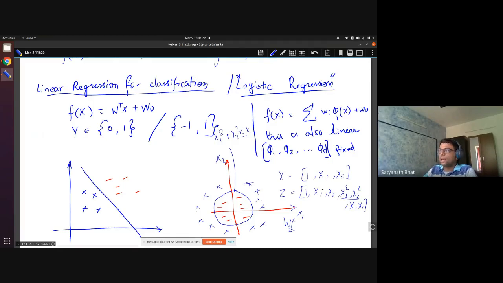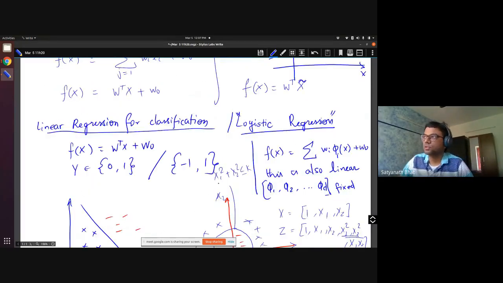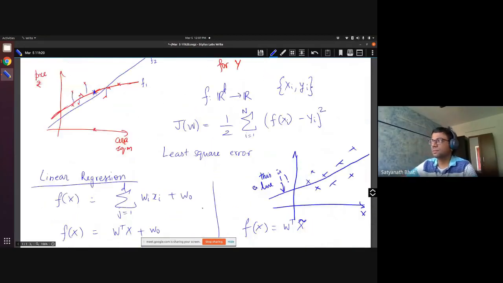What would not be linear is if you have f of x equal to sine w0 plus cos w1 x1. If I try to do something like this, this will not be linear. So whenever we talk about linear, the important idea is that it is linear in W. Any other questions?